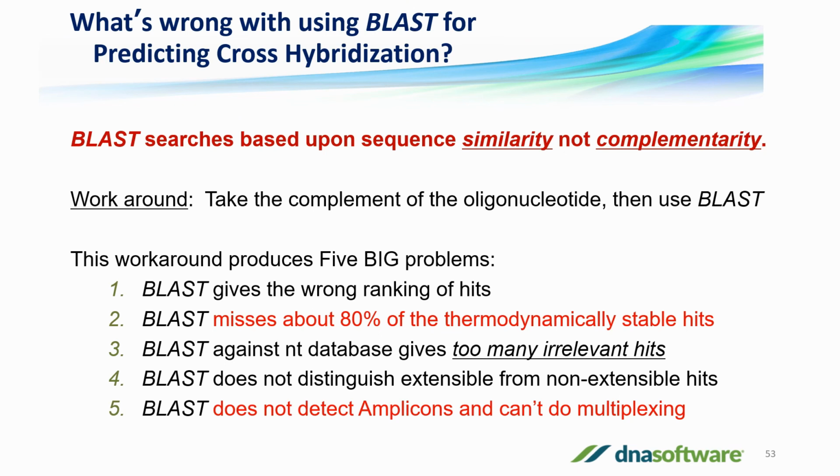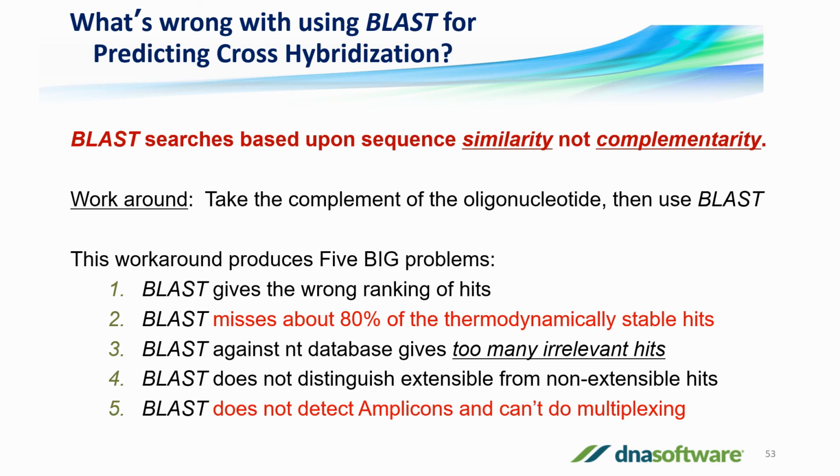So what's wrong with using BLAST to predict cross hybridization? Well, the problem is that BLAST searches based on sequence similarity, not complementarity. As a result, users will perform a workaround. That workaround is to take the complement of their oligonucleotide and then use BLAST to search for hits to the complement of their oligo. And that workaround immediately produces problems.